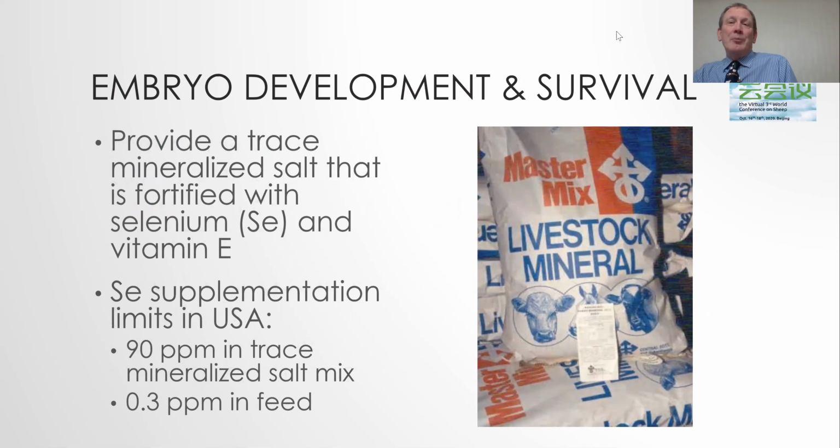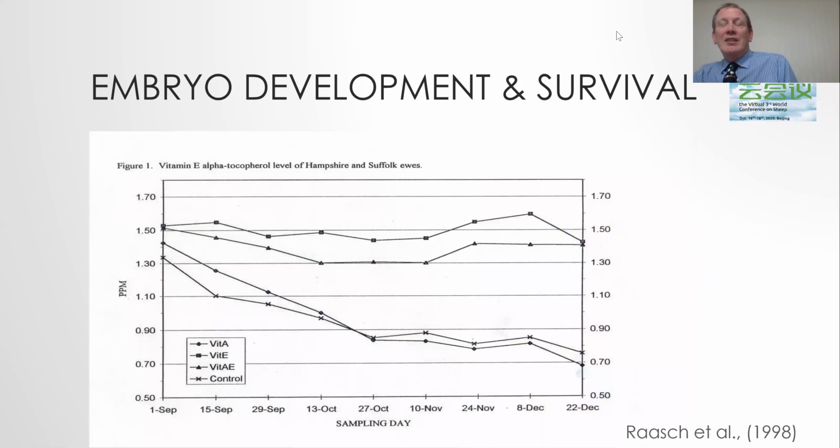So we recommend to producers to provide a trace mineralized salt mix that's been fortified with selenium and vitamin E. We know that here in the United States, the federal government regulates the amount of selenium supplementation. We can go no more than 90 parts per million of selenium in our trace mineralized salt mix. But I always encourage producers, read the tag on your trace mineralized salt mix. This is a picture showing livestock mineral, where we can debate whether that's economically a good choice or not, or whether we can get the job done with a cheaper trace mineralized salt mix. But always read the tag to be sure that you know what you're getting and making that selenium and vitamin E available through that trace mineralized salt mix.